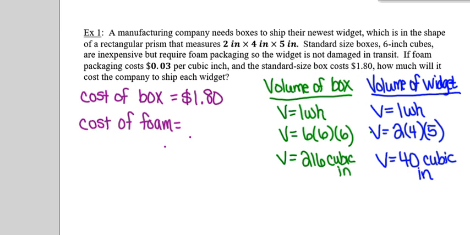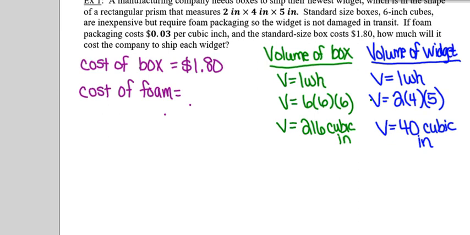And the foam is going to need to go around the widget. In other words, take up all the space that's in the box that's not being taken up by the widget. So the volume of the foam that's going to be needed can be found by subtracting the volume of the widget from the volume of the box. So I'm going to do a quick 216 minus 40, or 176 cubic inches.